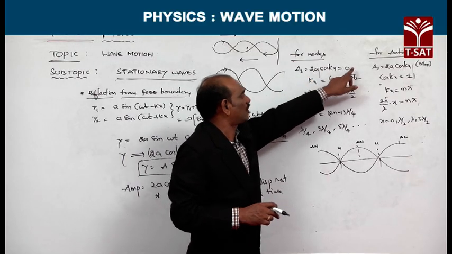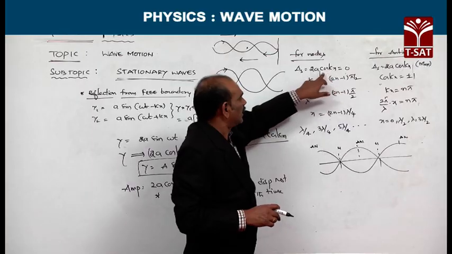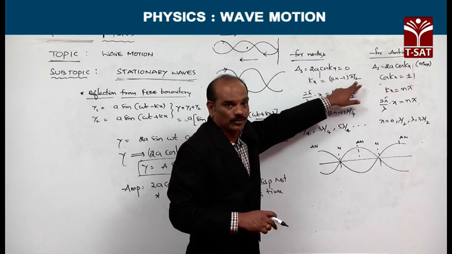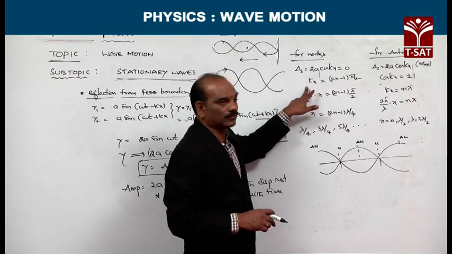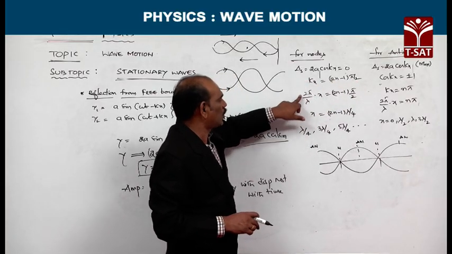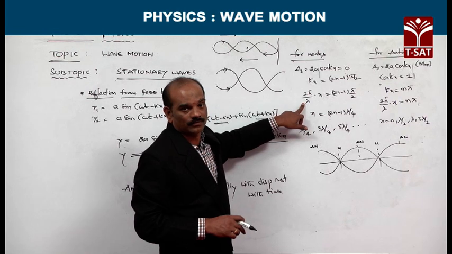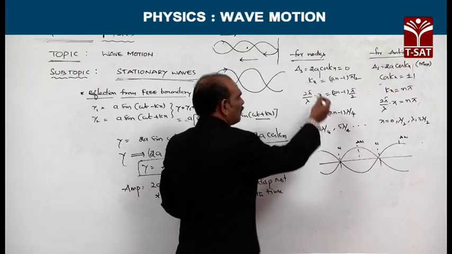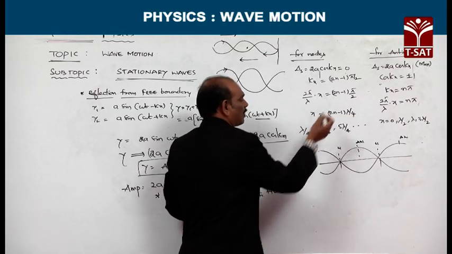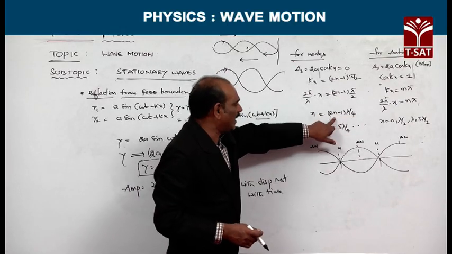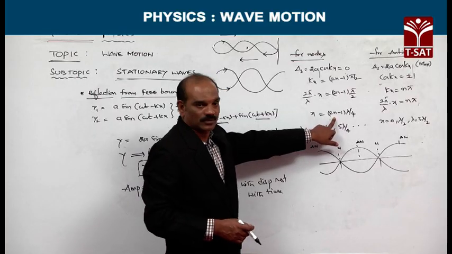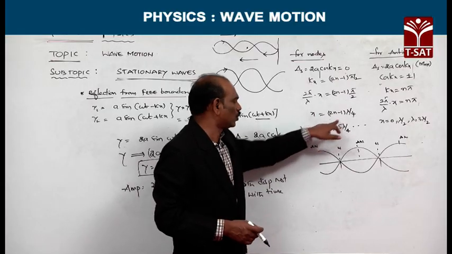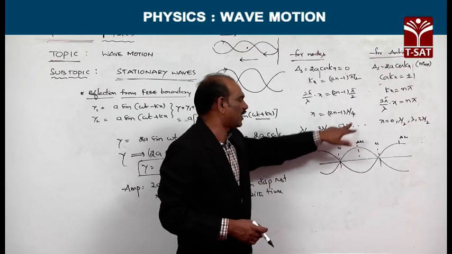2a cos kx is equal to 0. In place of kx, when we have (2n minus 1) into pi by 2, this value becomes 0. Therefore, k is equal to 2 pi by lambda, we know, the wave number or propagation constant, into x is equal to so and so. Simplifying this, x is equal to (2n minus 1) lambda by 4. When n is equal to 1, (2 into 1 minus 1) lambda by 4, that is lambda by 4. N is equal to 2, 3 lambda by 4. N is equal to 3, 5 lambda by 4.